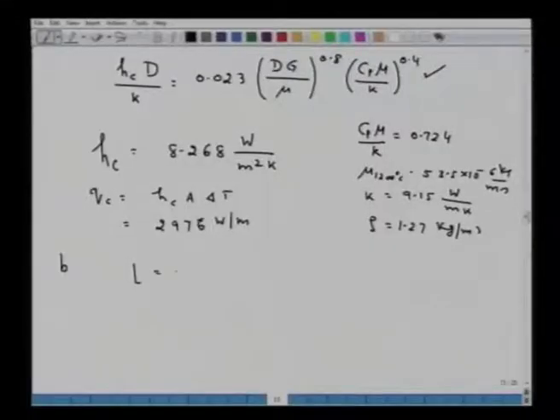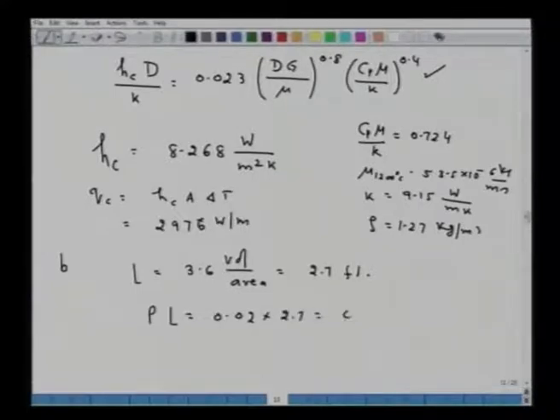So, you have to find out first of all the length of the gas body with this formula, 3.6 volume upon area. So, that will become 2.7 feet. Then you have to find out the product of P into L, that is 0.02 for 2% moisture into 2.7, that will be 0.054 atmosphere feet. And as I said over there, you have to find out the emissivity, and from that the emissivity, epsilon g, will be equal to 0.016.